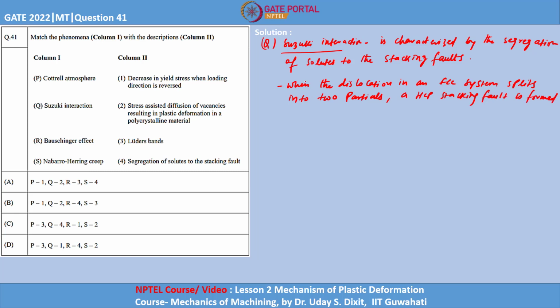Formed. And between these two partials, which is leading to the creation of stacking fault, this solute atom will be segregating, and this interaction is known as Suzuki interaction. So Suzuki interaction is nothing but segregation of solutes to the stacking faults. So for Q4, option 4 will be the correct match in the column 2.